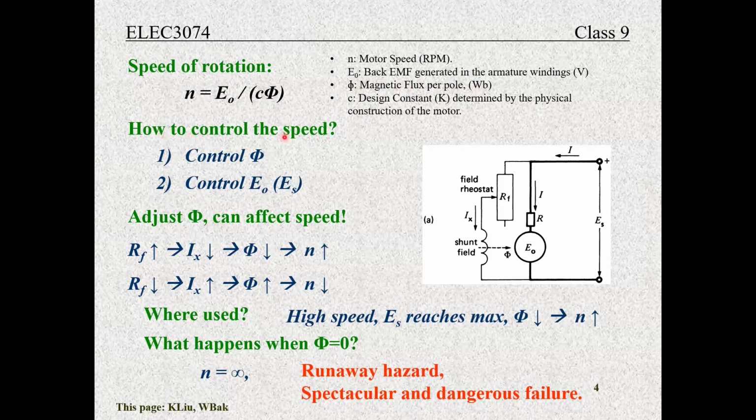How to control the speed? You can control the magnetic flux per pole, or you can control the voltage applied to the armature. Now the relationships between that. Adjust the magnetic flux can affect the speed.